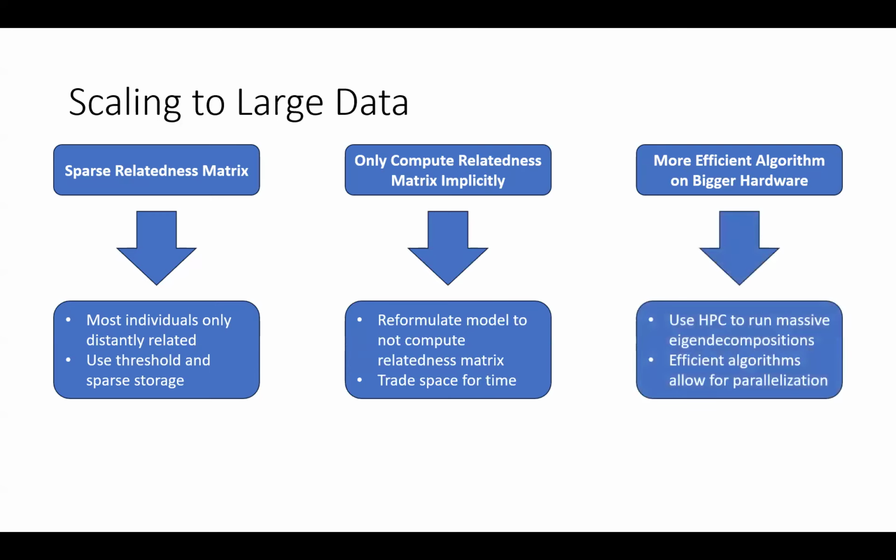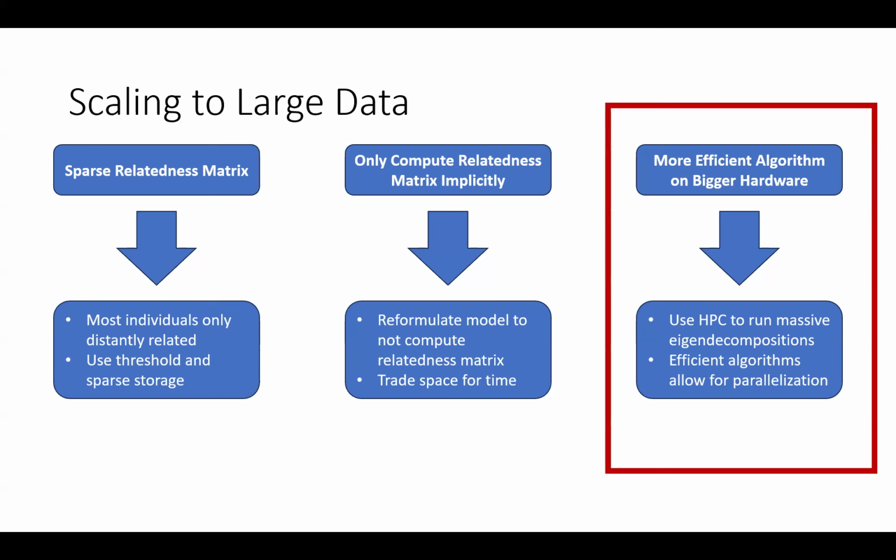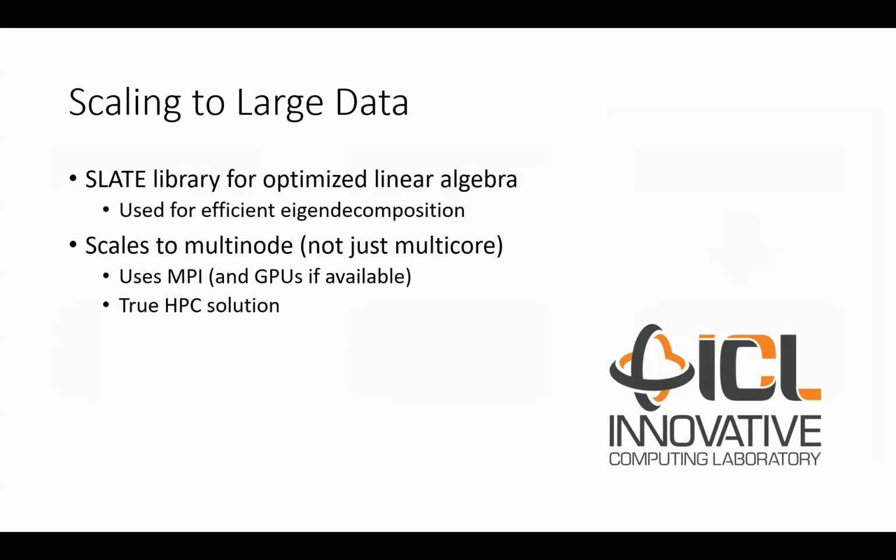Lastly, we could use more efficient hardware and more efficient algorithms. That means we can run on high performance computing clusters to run very large eigendecompositions and algorithms that lend themselves to parallelization well. That's what we pick here. To do this, I use SLATE. SLATE is a library developed by the Department of Energy to perform optimal linear algebra. If any of you are familiar with ScaLAPACK, it is designed to replace ScaLAPACK in the near future. I use it here for efficient eigendecomposition and computing those relatedness matrices just because they're so large.